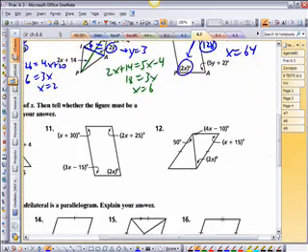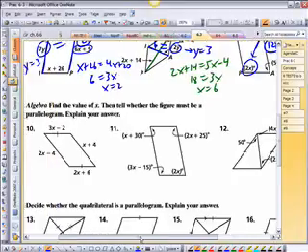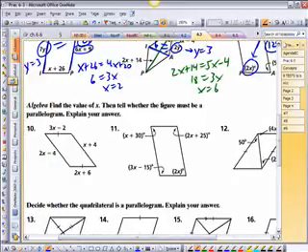Okay. Basically more of the same in 10, 11, 12. Set these guys equal to each other to find a value for x, and then you plug it in here, and if they're the same thing, then you know you have a parallelogram. Same idea for this problem. Set these guys opposite, they're equal to each other, find out what x is, and then make sure that these are also congruent to each other.